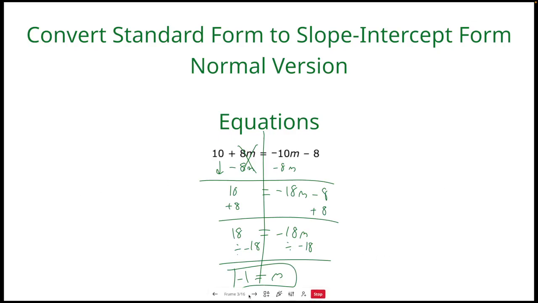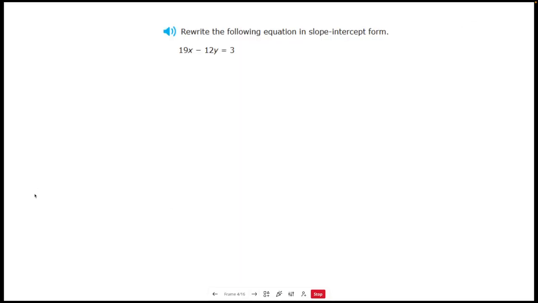All right, here we go, today's lesson. It says rewrite the following equation in slope-intercept form. Slope-intercept form just means that it needs to say y equals something, all right? Another way to say that is we need to isolate the y. We need to get the y by itself.